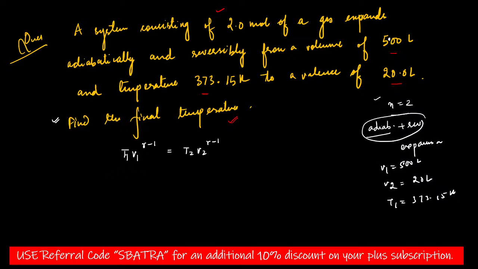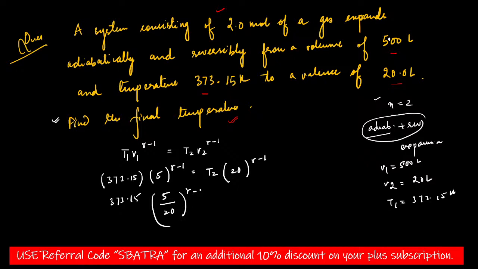What is the value of T1? T1 is 373.15 kelvins, and V1 is also given to us, that is 5 liters, raised to gamma minus 1, is equal to T2, which we have to find out, and V2 is also given, that is 20, raised to gamma minus 1. So now 373.15 times 5 divided by 20 raised to gamma minus 1 is equal to T2. This is how I can find the value of T2.